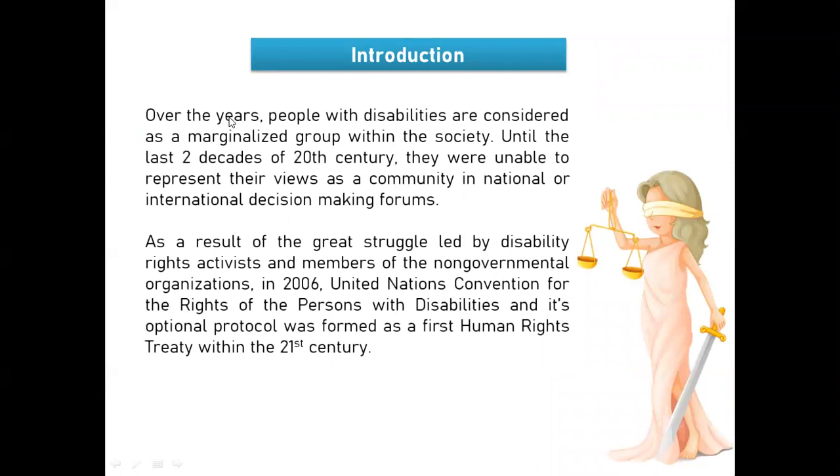Introduction. Over the years, people with disabilities have been considered a marginalized group within society. Until the last two decades of the 20th century, they were unable to represent their views as a community in national or international decision-making forums. As a result of the great struggle led by disability rights activists and members of non-governmental organizations, in 2006 the United Nations Convention on the Rights of Persons with Disabilities and its optional protocol was formed as the first human rights treaty of the 21st century.